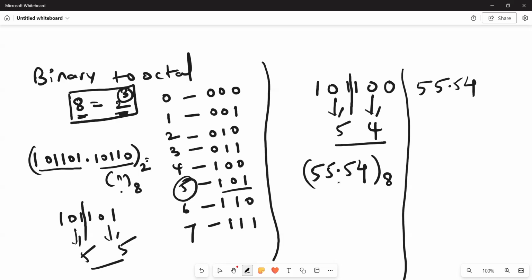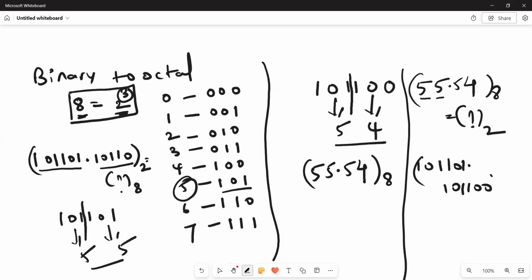Suppose you want to convert an octal number into its equivalent binary number. The procedure is to follow this table. Simple. Represent every octal digit by 3 bits. What is the binary equivalent of 5? 101. Again 101, dot, again 5, 101. Again 4, 100.